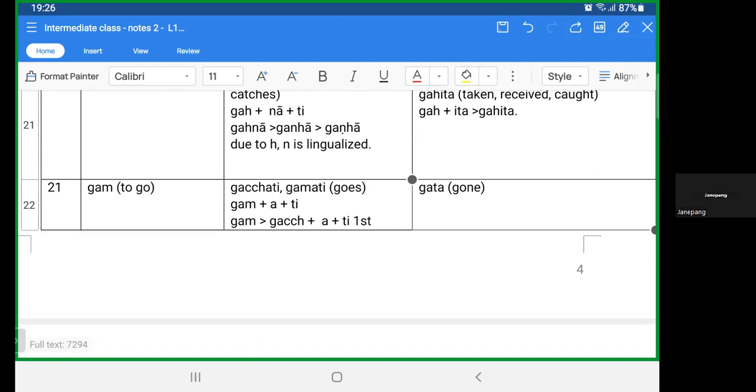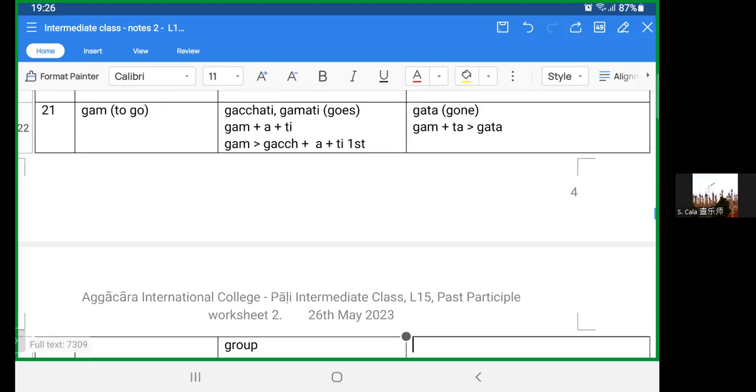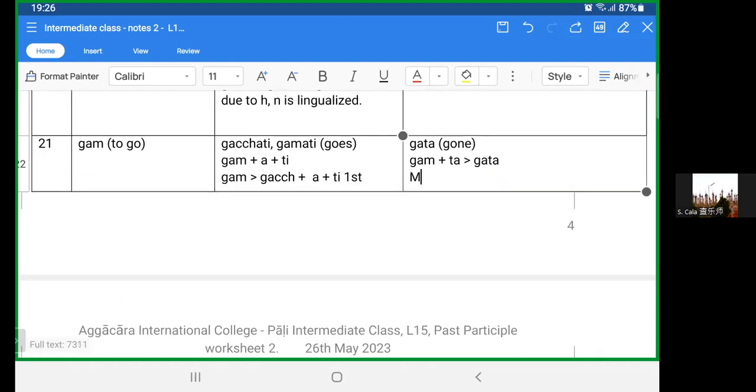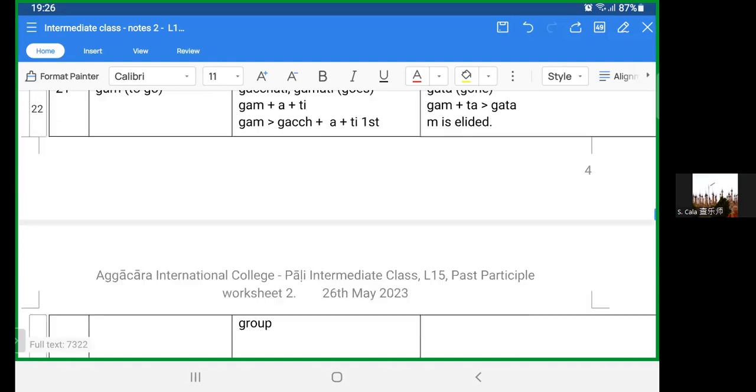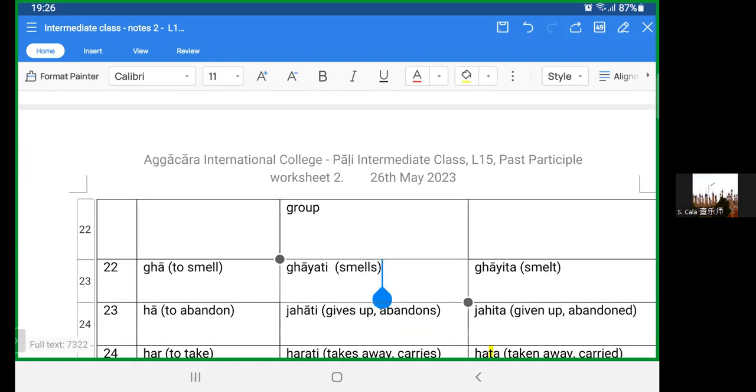The root again. Okay. The gum, plus ta. Okay. So what happened to the M? M is deleted, elided. Yeah, okay. So you got the gata, right? Very easy. Okay, so M is elided. Now, not so bad. Today we're going quite fast. All right, next one.